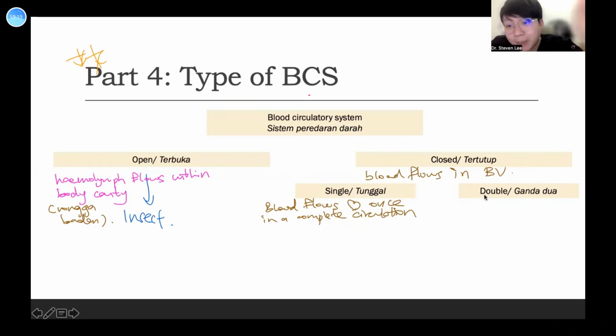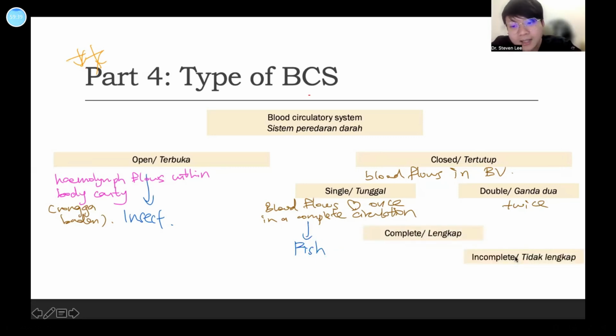Okay? Whereas double means the blood flows through the heart twice in a complete circulation. Maksudnya, darah mengalir ke jantung 2 kali dalam satu peredaran yang lengkap. That is tanda 2. So, for your single circulation, the organism is fish, ikan. Untuk double, we can further divide it into 2. We have complete dengan incomplete.